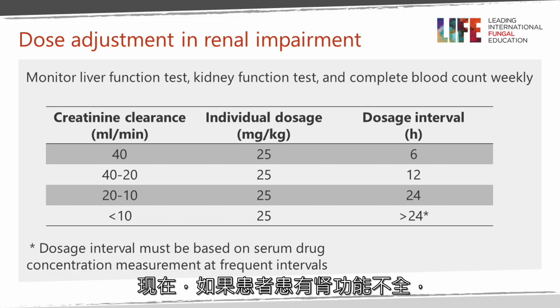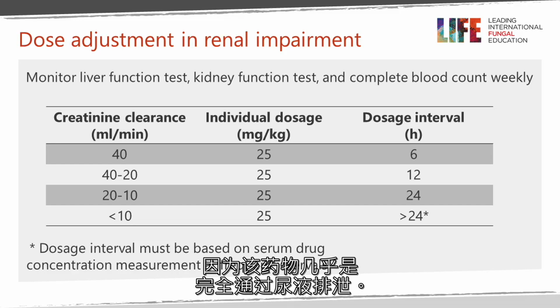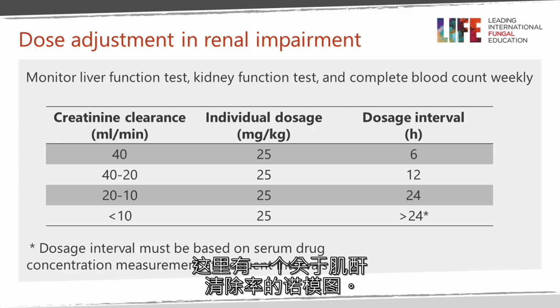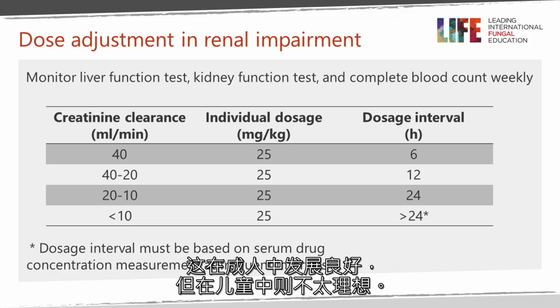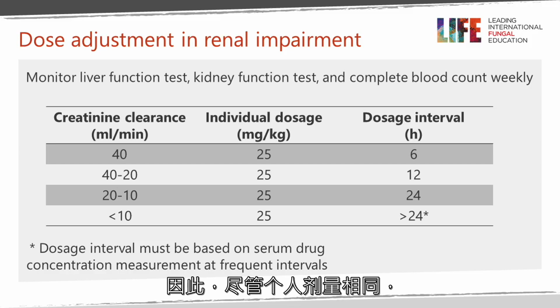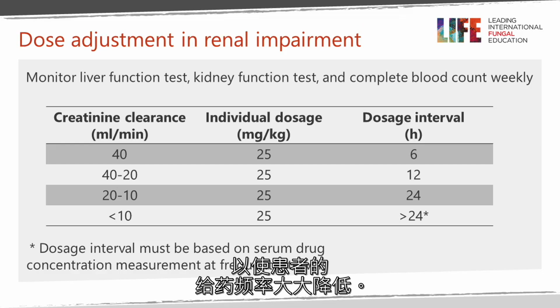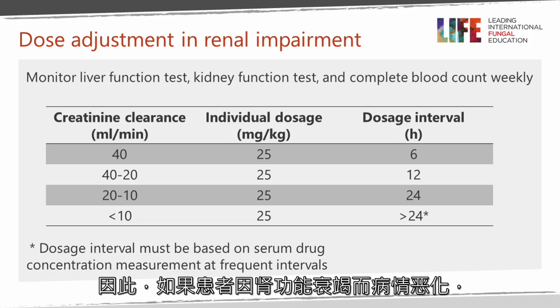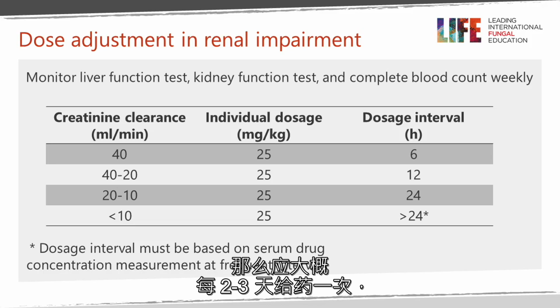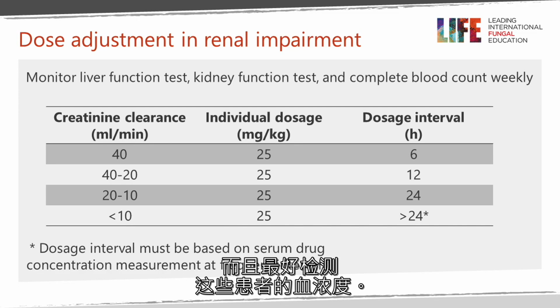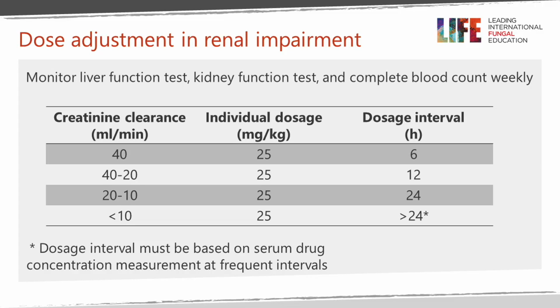Now, if a patient has renal dysfunction, it's very important to adjust the dose because the drug is almost completely excreted through the urine, and so there is a nomogram for this in terms of the creatinine clearance. This has been developed well in adults, but not so well in children. And so, although the individual doses are the same at 25 milligrams per kilogram per dose, the dosage interval should change so that patients get much less frequent dosing. So if you have somebody in overt renal failure, then it would be given probably once every 2 to 3 days, and it would be best to measure levels in those patients.